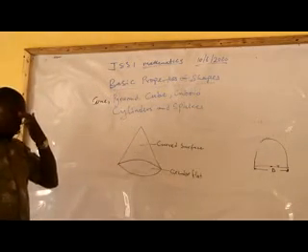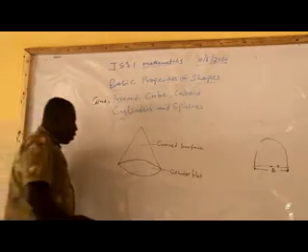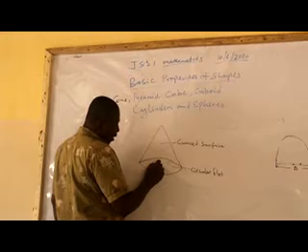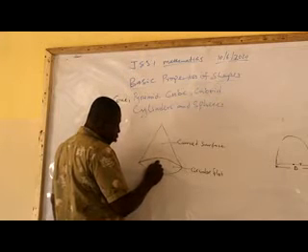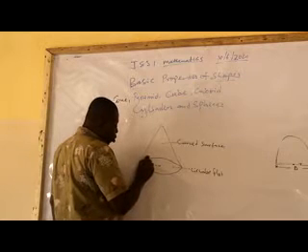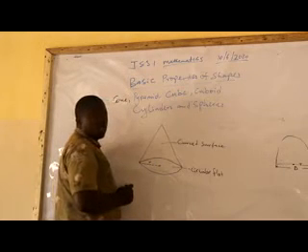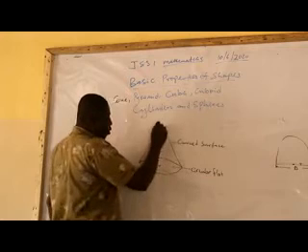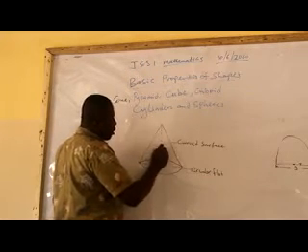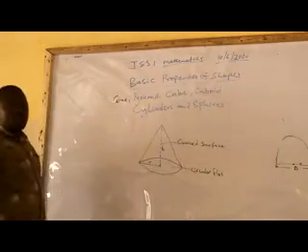Then also I want you to take note that since this part of the cone is circular, the distance from the center of this circle to any part of the circumference is called the radius. Then the height of this cone will be the distance from this place to the center of this circle. This is the height of the cone.